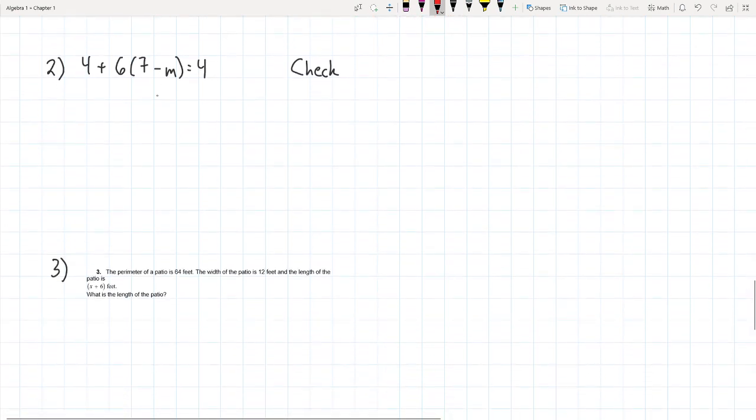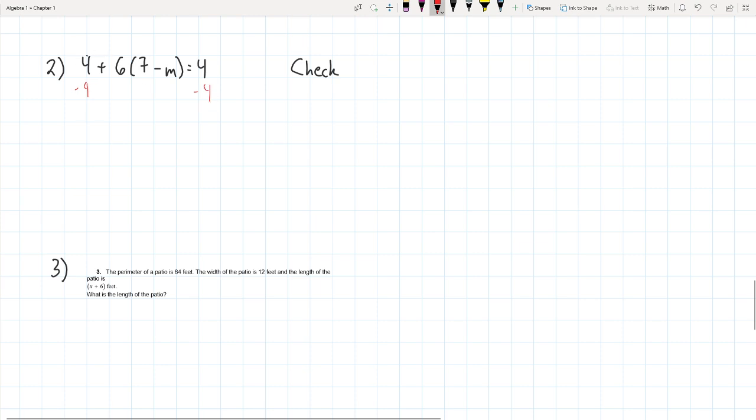Number 2. Again, I want to solve as much as I can before I deal with much in the middle. Whenever I look at this, I see 4 plus 6 times the quantity 7 minus m equals 4. I see this 4 by itself, and I say, okay, how do I get rid of that? This is a positive 4, so the way to get rid of a positive 4 is subtract 4. And I do that to both sides.